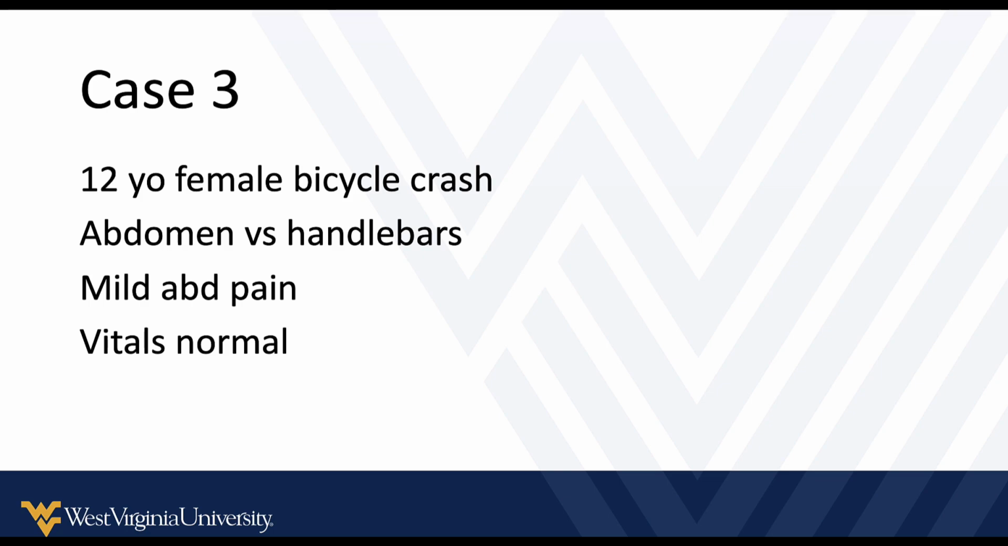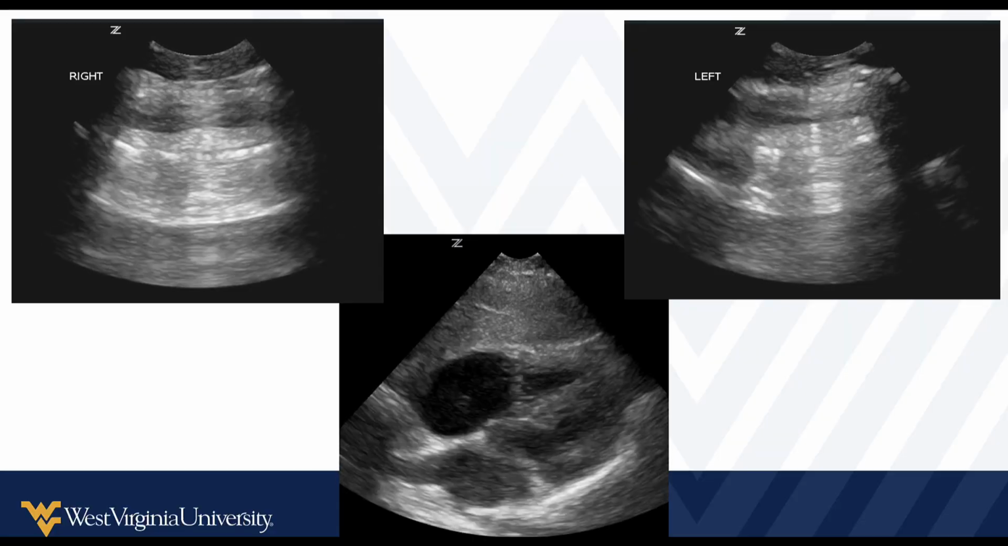So this is a 12-year-old female who was in a bicycle crash. Her abdomen hit with some force against the handlebars. She has some mild abdominal pain, but her vital signs look normal. She's just complaining of abdominal pain. So we do her FAST exam.